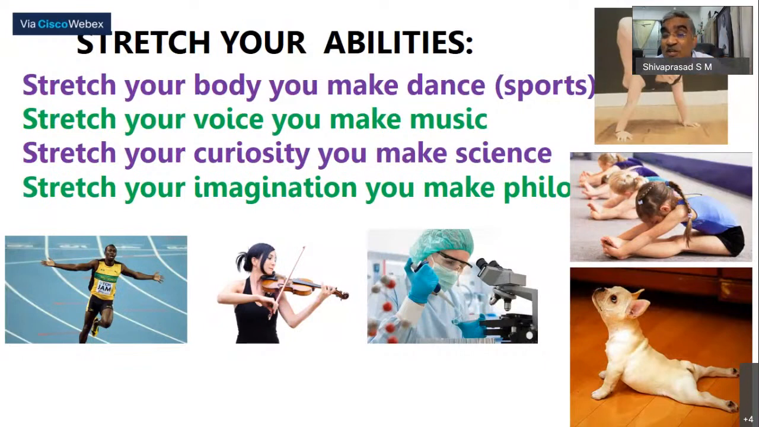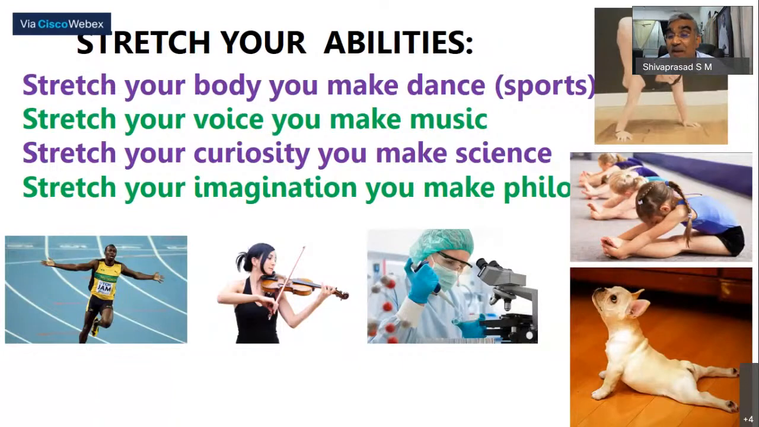So if you stretch your voice, we all have a voice, but if you stretch your voice, you can make music. Beautiful music comes out of voice and noise. Otherwise we make a lot of noise, right? So you stretch your curiosity, then you make science. So the secret behind becoming a scientist is to become curious and curious. Like Alice in Wonderland said, curiouser and curiouser. And that is the key word for becoming a scientist.